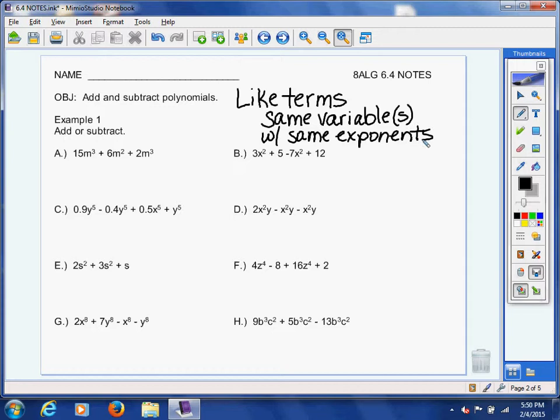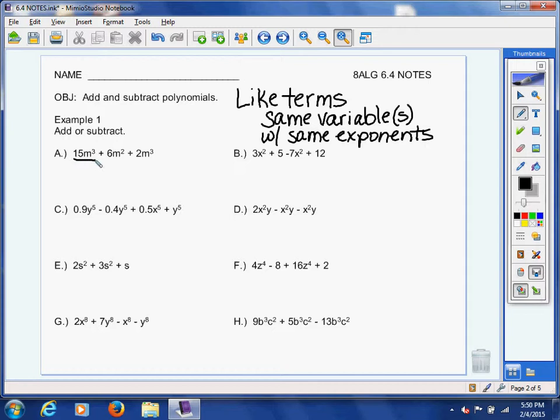Okay, so that's important, that classification. It's more than just having the same variable. You also have to have the same exponent on that variable to be considered like. Okay, let me just show you with letter A what I mean by that, because we're going to add or subtract as it indicates in the problem. Here's letter A. This is what it says: 15m to the third plus 6m to the second plus 2m to the third.